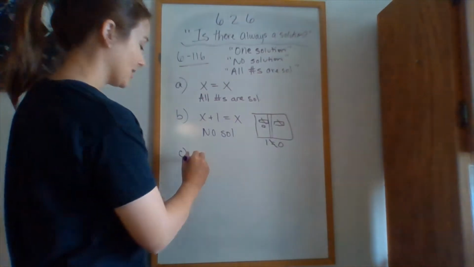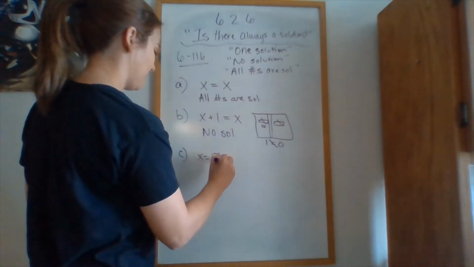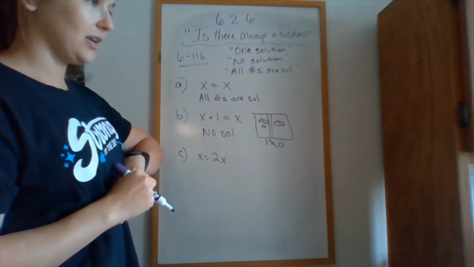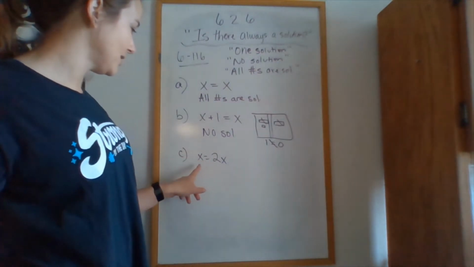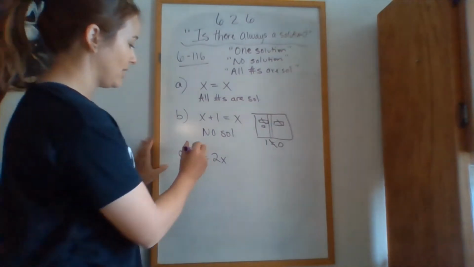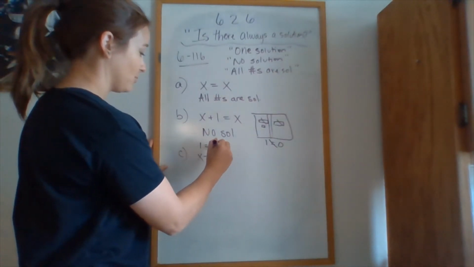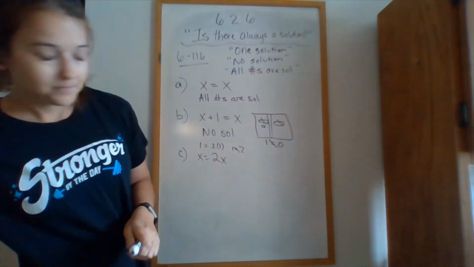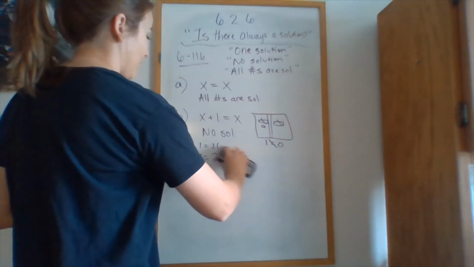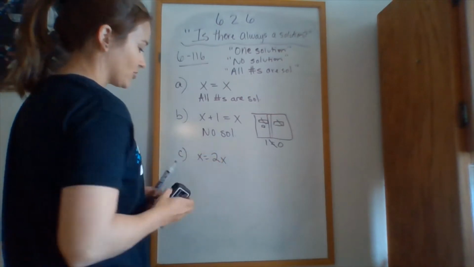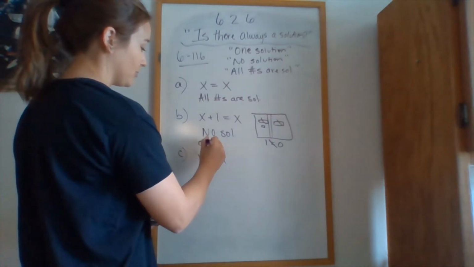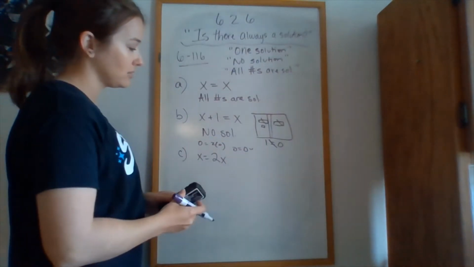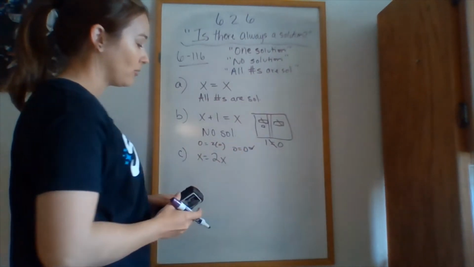Part C says x equals 2x. So I started plugging in some numbers. If I did the number 1, x would be 1 equals 2 times 1. 1 equals 2 does not work. So 1 didn't work. Based on that, I tried 0. 0 equals 2 times 0, so 0 equals 0. Hey, 0 works. Sorry, that's a check. 0 works.